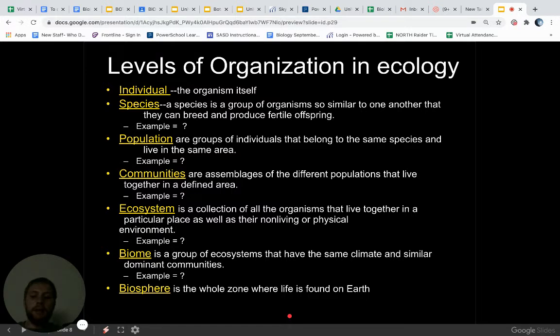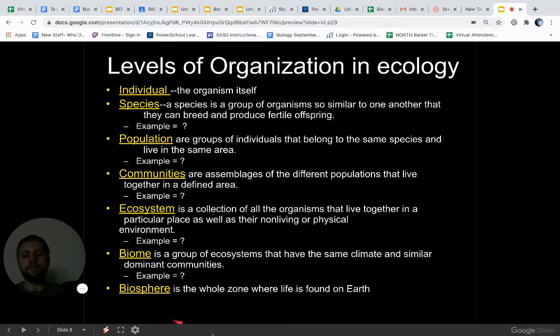So if they can't breed, for example, like a mule, a mule cannot produce fertile offspring because mules are hybrids of horses and donkeys. So a mule would not be considered a species, it's a hybrid. Essentially we define a species as like the elk species, or the donkey species, the horse species, not the mule species, because they can't mate and produce fertile offspring.